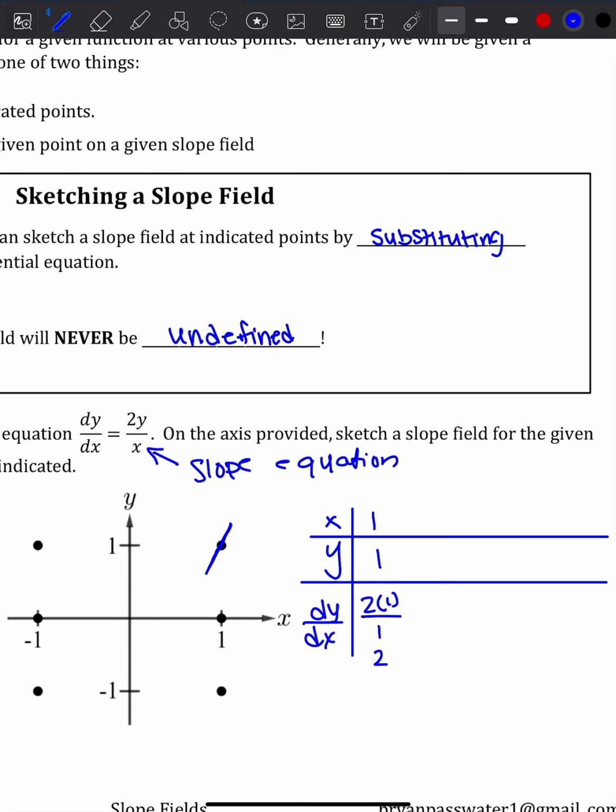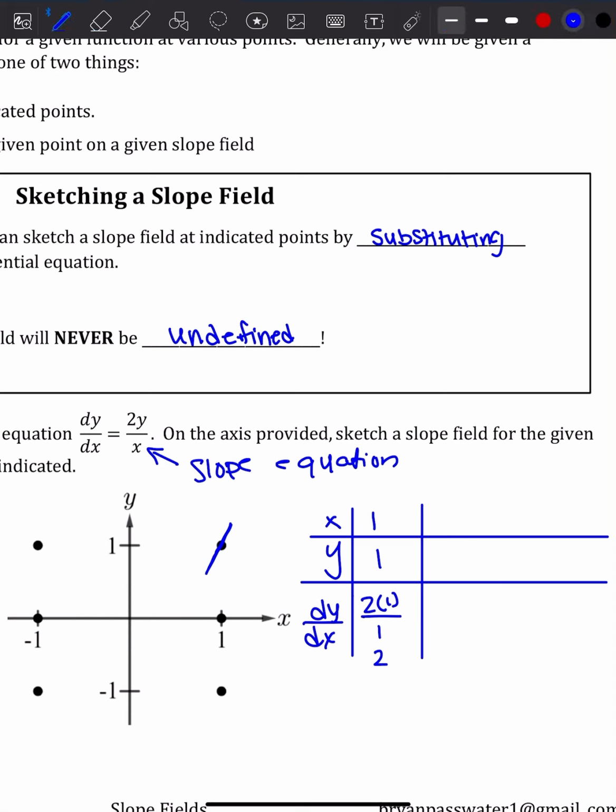I know it's a positive 2, so I want to make sure that my slope is going upwards. We have a positive slope when it's going upwards, a negative slope when it's going downwards, and if it's a slope of 0, it is horizontal. So our normal slope rules still apply here. We're just finding out what these slopes are individually.